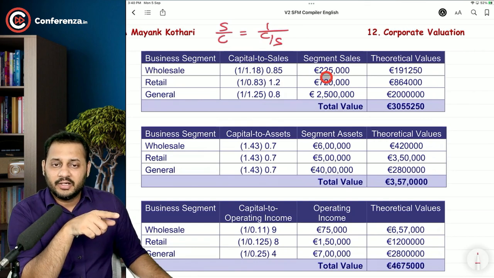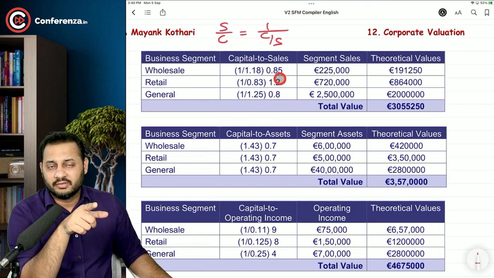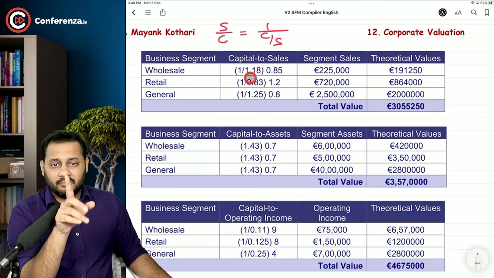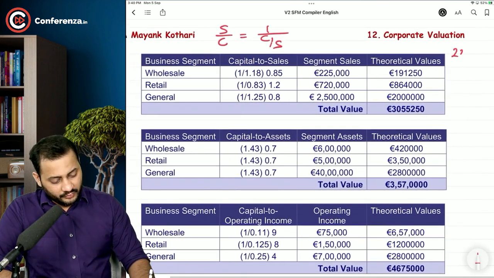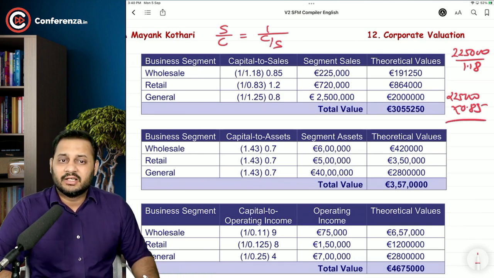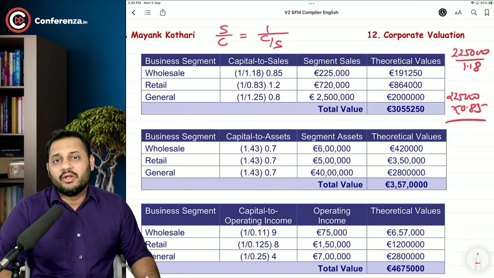Now you can multiply 2,25,000 with 0.85. But otherwise you will have to divide it by 1.18. So it's up to you what you want to do. You can do it like this: 2,25,000 divided by 1.18 or 2,25,000 multiplied by 0.85. It will give you the same answer except for the rounding error.